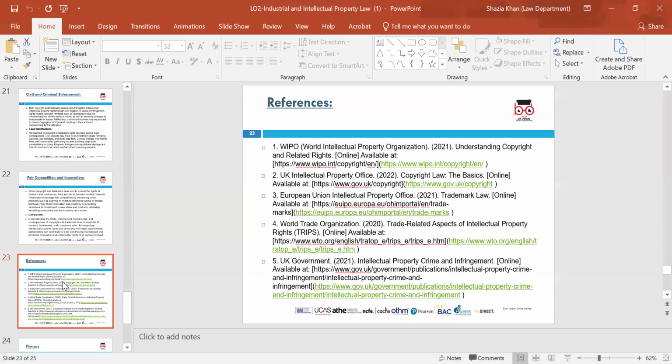So we've finished learning outcome 2 on the industrial and intellectual property unit. These are some of the references used for learning outcome 2: WIPO, World Intellectual Property Organization 2021; UK Intellectual Property Office 2022; European Union Intellectual Property Office 2021, Trademark Law; World Trade Organization 2020, Trade-Related Aspects of Intellectual Property; and number 5, UK Government, Intellectual Property Crime and Infringement.